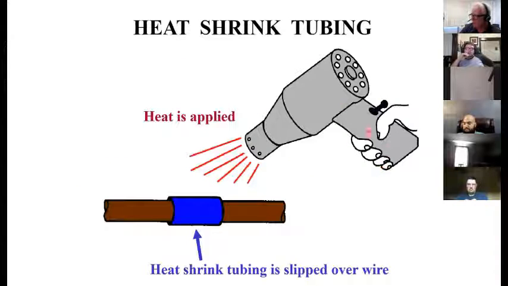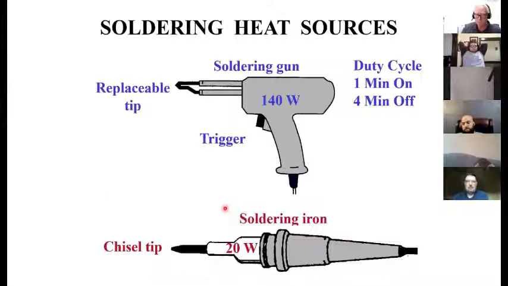Heat shrink tubing, plastic that when you heat it, it contracts. It reduces its size considerably. So what they have here is they probably soldered a couple wires together and they want to insulate it. So you take a piece of shrink wrap tubing and you slip it over there, heat it up with a heat gun, and it'll shrink down on there.